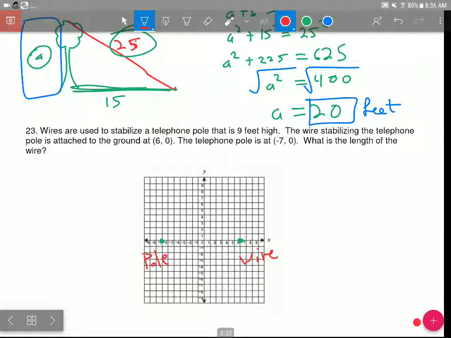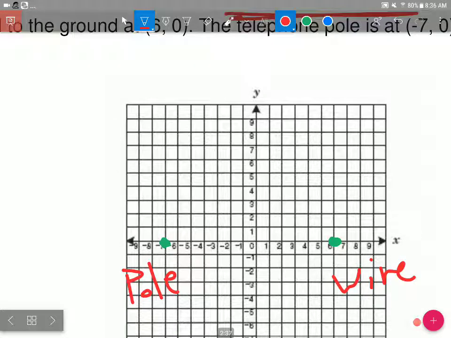And the pole is 9 feet high. Okay, the pole is 9 feet high. Therefore, if that's the bottom of the pole, the top of the pole goes 1, 2, 3, 4, 5, 6, 7, 8, 9, right there. So this is a distance of 9. This is a distance of 6 plus 7, that's 13. They want us to know that.